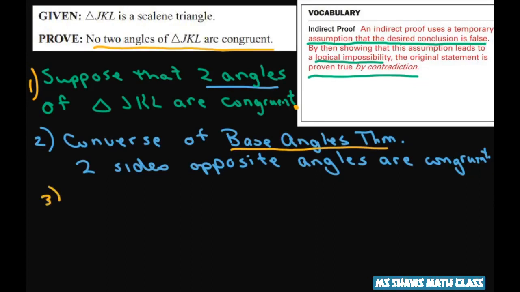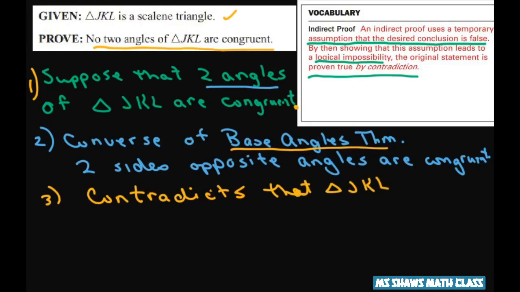And then, step 3, we can state that this contradicts the information. And so that's what we want to do, is do a contradiction. Contradicts the fact that's given, and that is that triangle JKL is a scalene triangle.